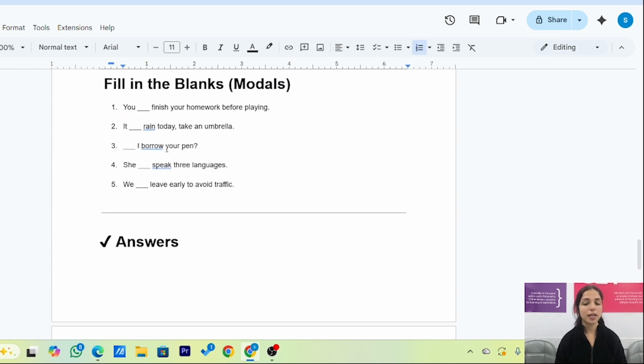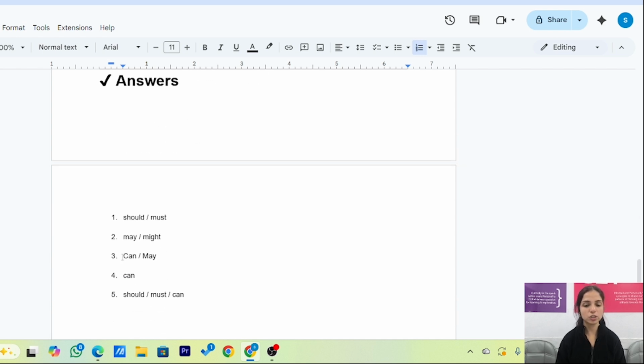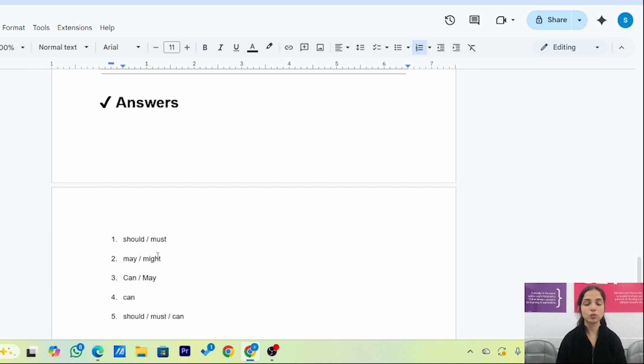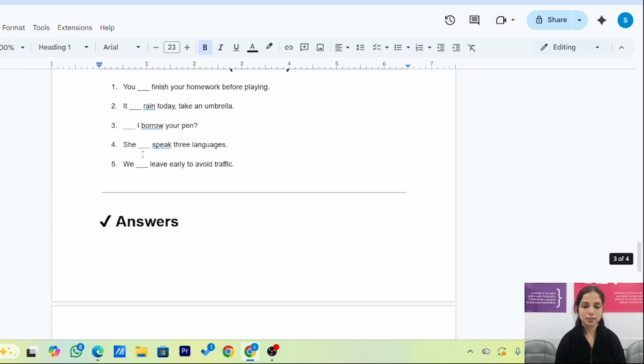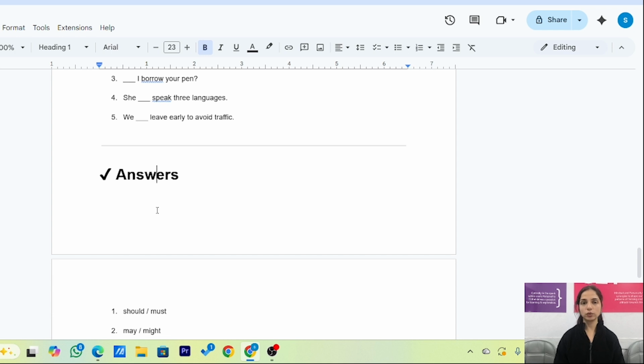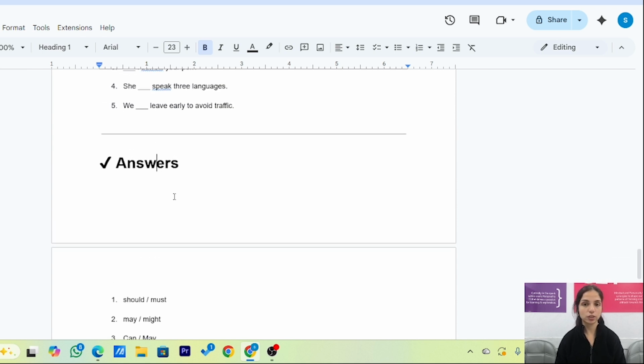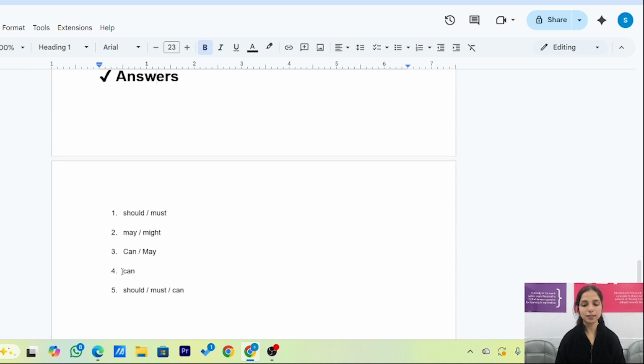Third is: dash I borrow your pen. Again, we are asking for the permission. So for permission, क्या मैं आपका पेन ले सकता हूँ? And similarly, we can use may I use your pen? May I take your pen? To ask the permissions, you can use can or may. Next is: she dash speak three languages. Now it is clearly showing that the sentence is talking about the ability of a person. So we can easily say that she can speak multiple languages or three languages. So here we can say can.